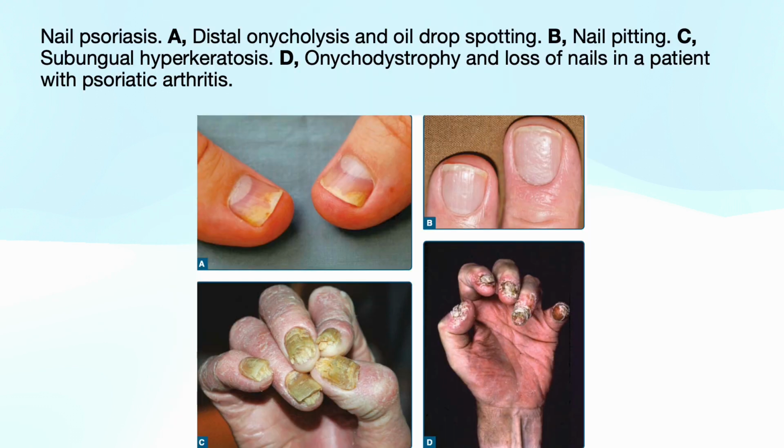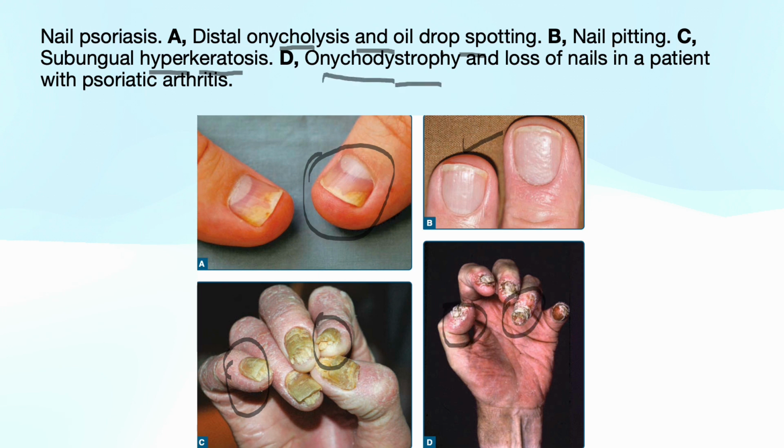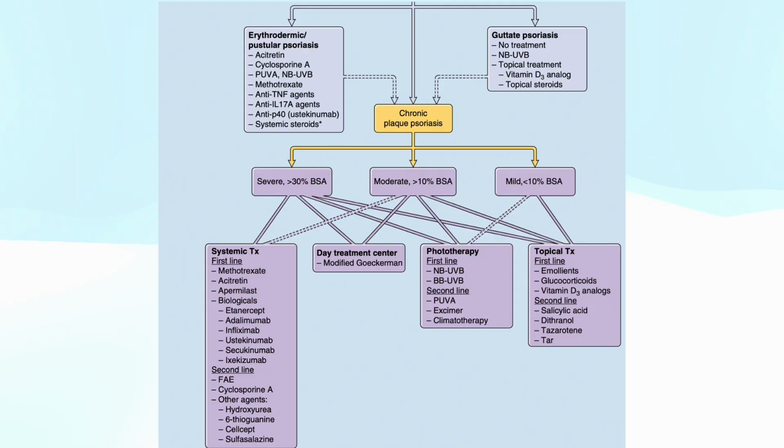See, this is a distal onycholysis. And oil drop spotting. See here. This is nail pitting. This you would have seen. This is subungual hyperkeratosis of psoriasis. See here. This is a subungual hyperkeratosis of psoriasis. This is onychodystrophy. Total nail dystrophy. Dystrophic nails. This is onychodystrophy.